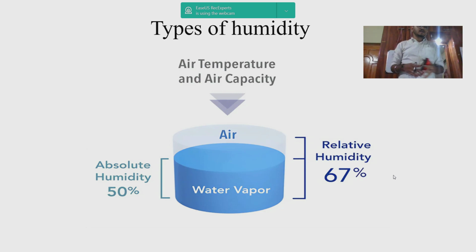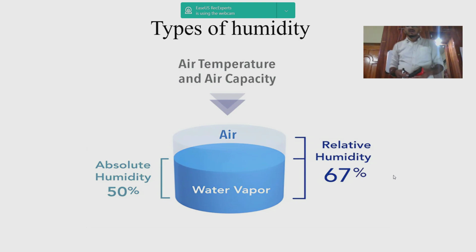It provides a measure of how close the air is to saturation, with 100 percent indicating the air is fully saturated with moisture. Relative humidity is widely used in weather forecasting and comfort assessments. High relative humidity can make the air feel warmer because the body's cooling mechanisms are less effective when the air is already saturated with moisture.